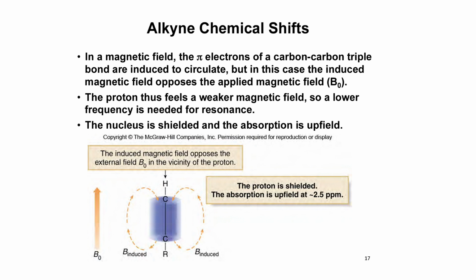In a magnetic field, the electrons of a carbon-carbon triple bond are induced to circulate, but in this case the induced magnetic field opposes the applied magnetic field B0, like we already saw. So the proton feels a weaker magnetic field, and a lower frequency is needed for resonance. So the nucleus is shielded, and the absorption is higher.